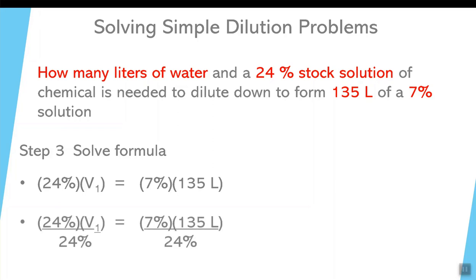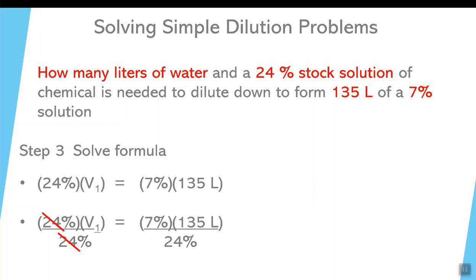When we put the numbers in there, you notice you've got 24 on the left-hand side. You have to bring it to the right side. You have to bring all your known values on the right-hand side. And how do you do that? You divide both sides by 24. Notice they cancel out. Any number divided by itself is 1. And you're left with the volume is equal to 7 times 135 divided by 24.